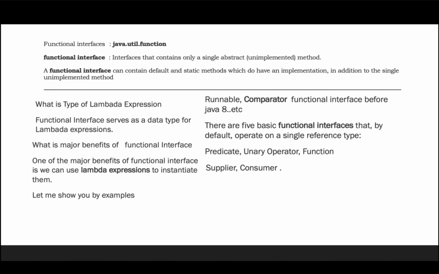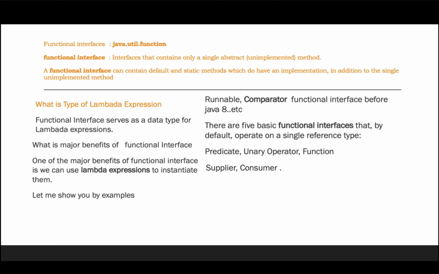So today we are going to discuss functional interface, a Java 8 feature. Functional interface lies under the java.util.function package. Okay, so what is a functional interface? Interfaces that contain only a single abstract or unimplemented method. A functional interface can contain default and static methods which do have the implementation, in addition to the single unimplemented method.